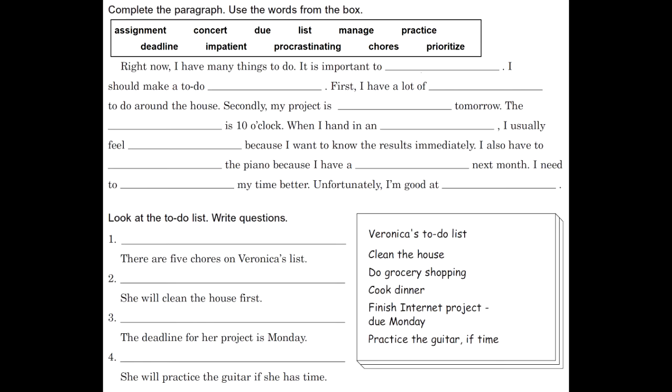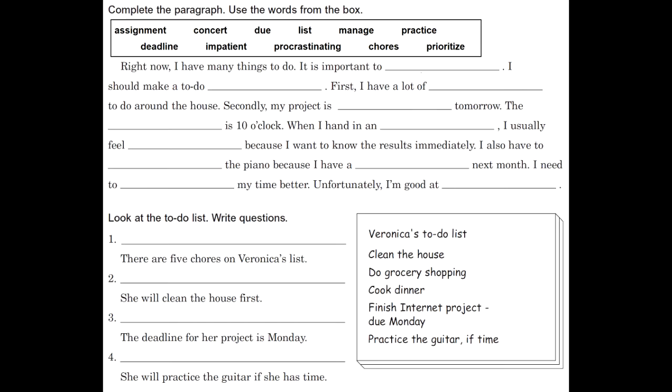Okay, so let's look at the paragraph together. Right now, I have many things to do. It is important to prioritize. I should make a to-do list. First, I have a lot of chores to do around the house. Secondly, my project is due tomorrow. The deadline is 10 o'clock.